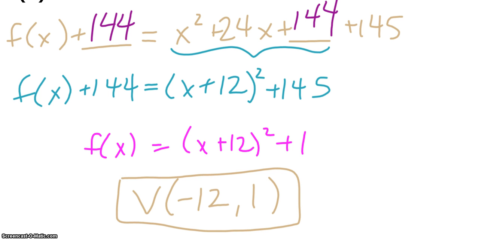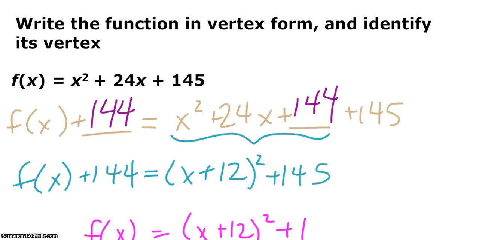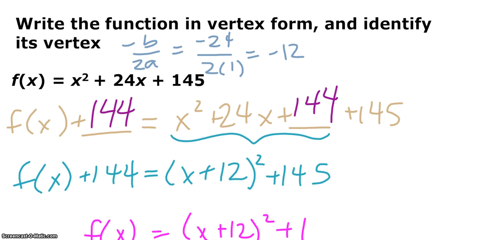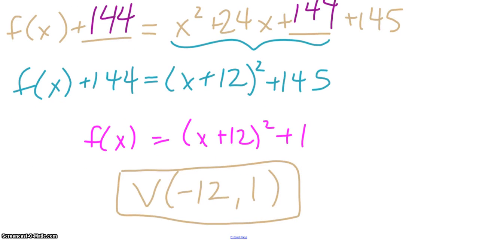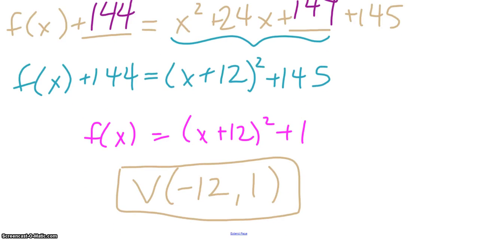Okay, another thing that you could actually do is you could go back and check your work. Remember that we can find the vertex in standard form by negative b over 2a. So a negative 24 over 2 times 1 gives me a negative 12 for the x value of my vertex. And when I plug negative 12 back into the equation, I'm going to get positive 1. So either way, I can look at this and say, hey, I've done this correctly.